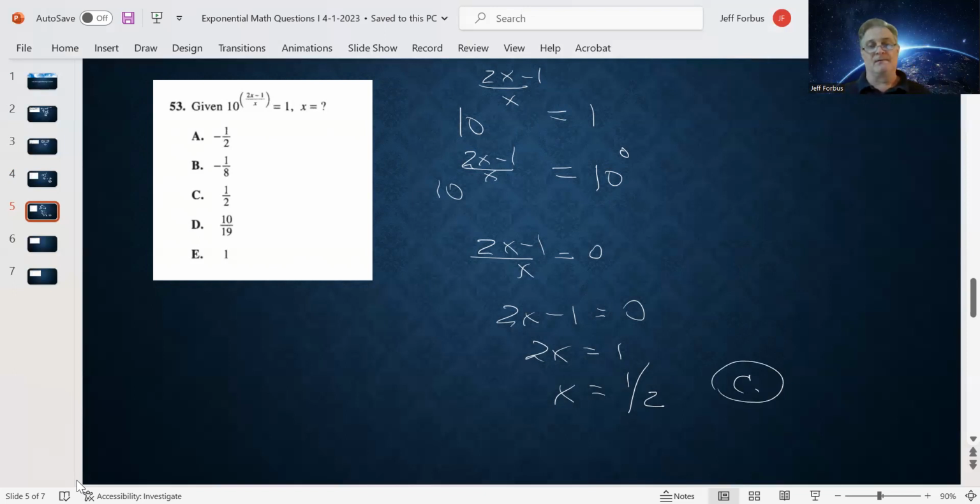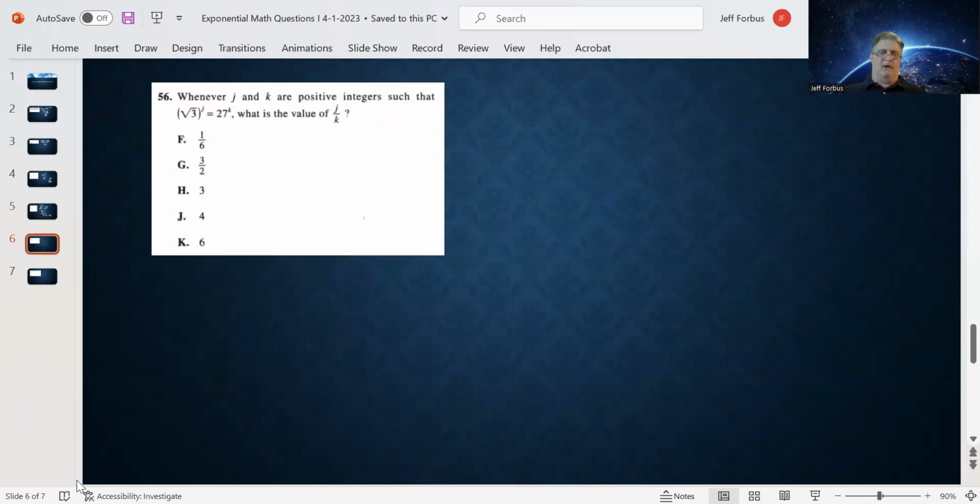The key here is recognizing this piece, rewriting 1 as 10 to the 0 power. Keep that in mind. Okay, so we got an interesting problem here.